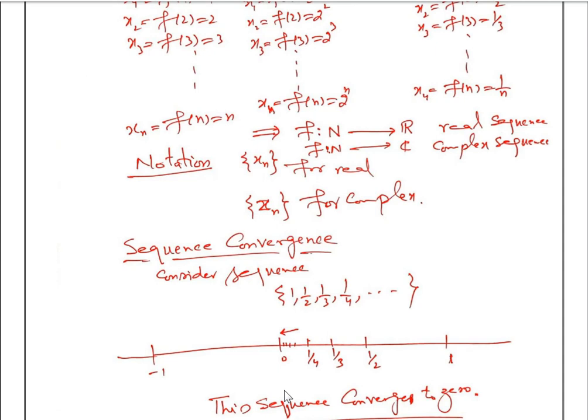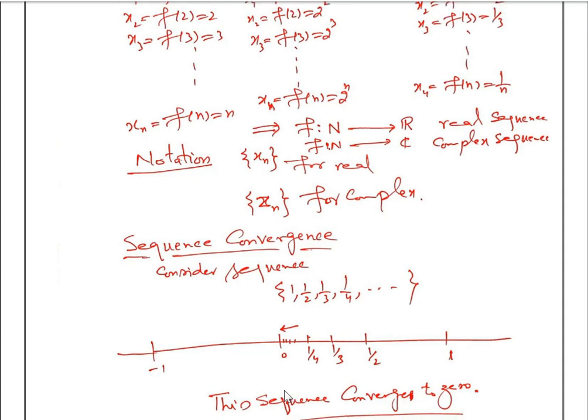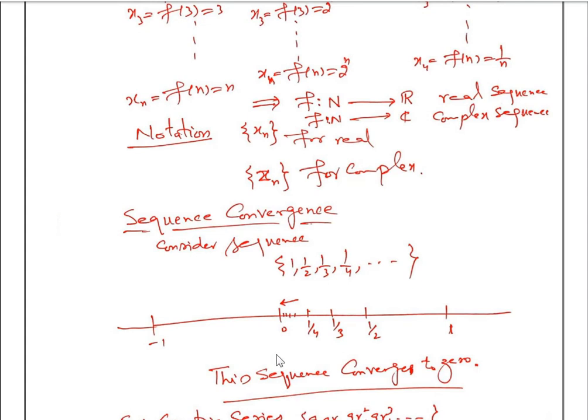Let it be 1, 1/2, 1/3, 1/4. This one is a harmonic sequence. We draw it on a line, like the real line. Let it be 1, 1/2, 1/3, 1/4, and so on. We note that this sequence goes to a number, which we call 0 here. So we say that this sequence converges to 0.